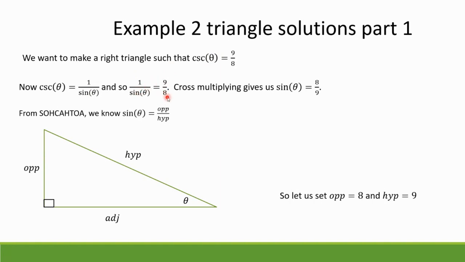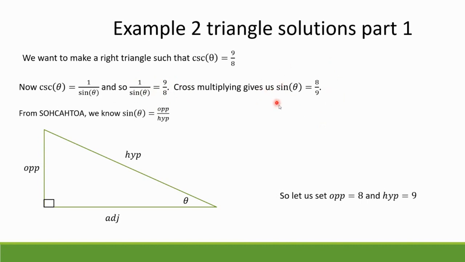I did show this before, but when you have something like this and you want sine of theta, it does boil down to cross multiplying, but essentially you flip both sides. So on the left, you would have sine of theta, and you flip the other side as well to get 8 over 9. So we have sine of theta is 8 over 9.